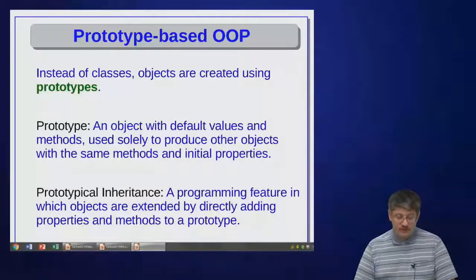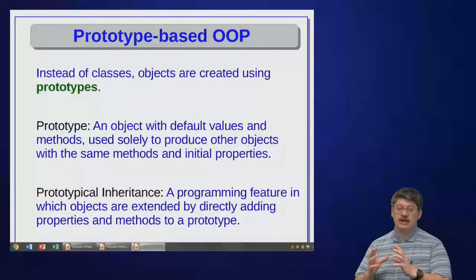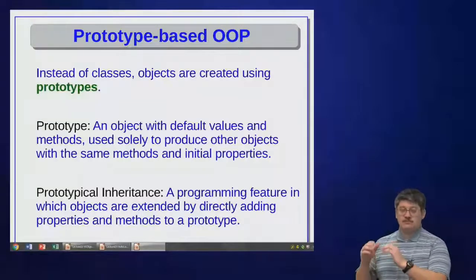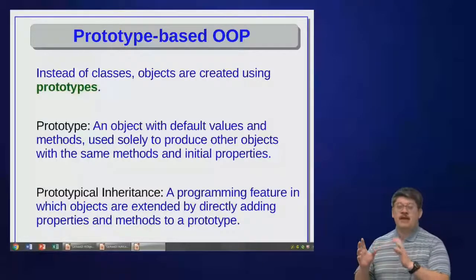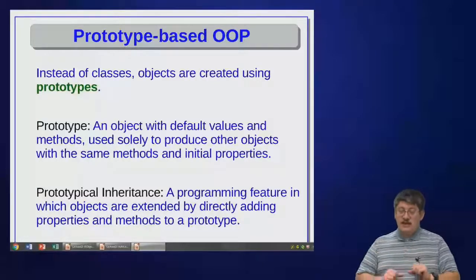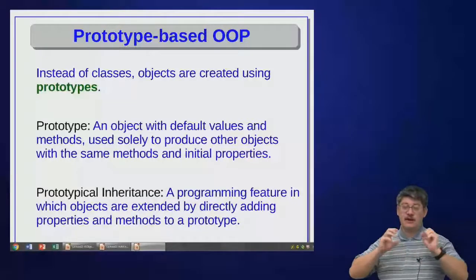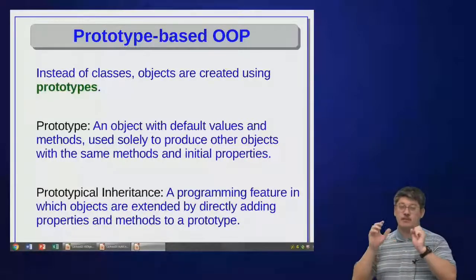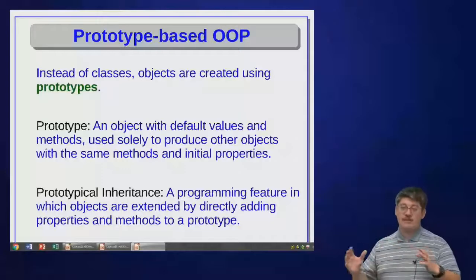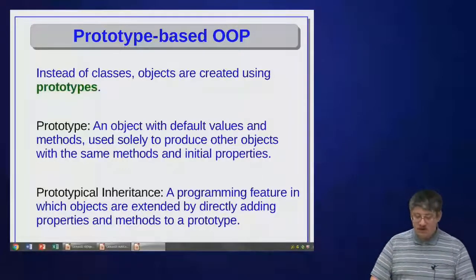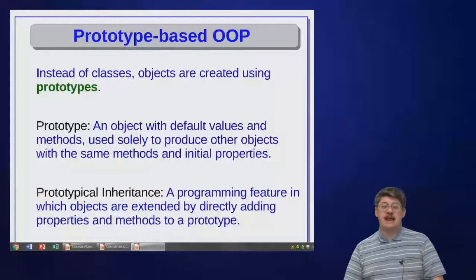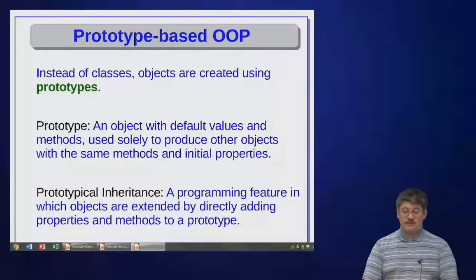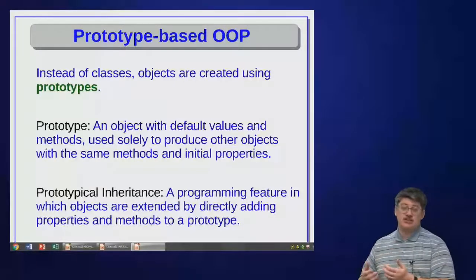Instead, what we do is we create a prototype object. And we give that object some default values for its properties, and we give it methods. And then, instead of using classes to create a bunch of objects, we take that prototype and we copy it a bunch of times, and the copies become our instances. So a prototype is just an object that has default values and methods, and it's used only to produce other objects with the same methods, but whose properties we can then change.